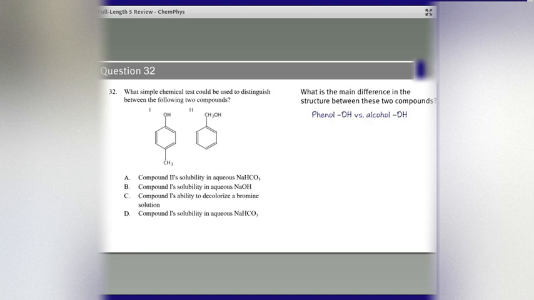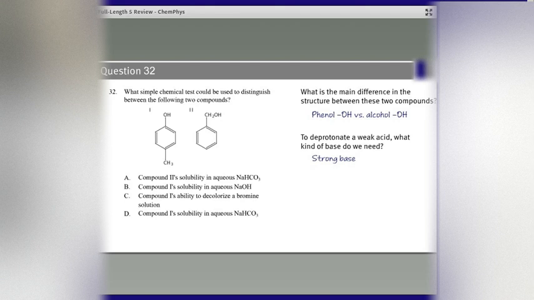So if we really look at compounds 1 and 2, the main difference between these two structures is that compound 1 is a phenyl derivative, whereas compound 2 has that benzene ring. The hydroxyl group is not attached, so it has properties that are going to be more similar to that aliphatic alcohol. The passage told us that phenols are more acidic than their aliphatic counterparts. However, they're still weak acids. So you would need a strong base, something like sodium hydroxide, and then I can very quickly match to answer choice B.